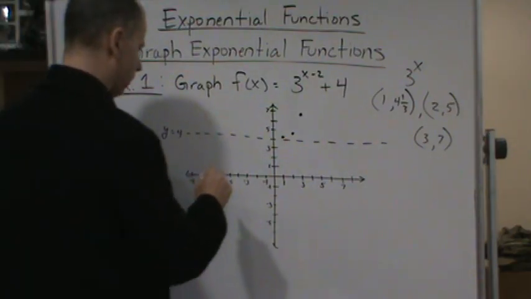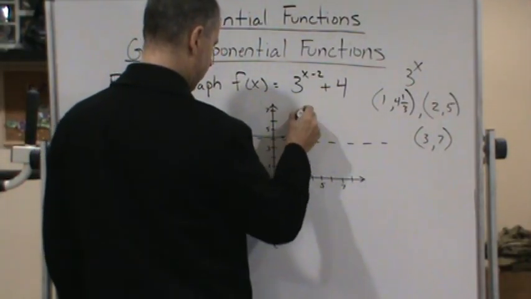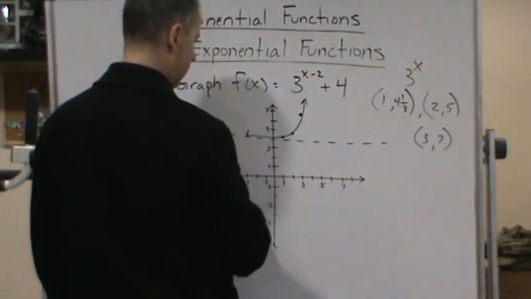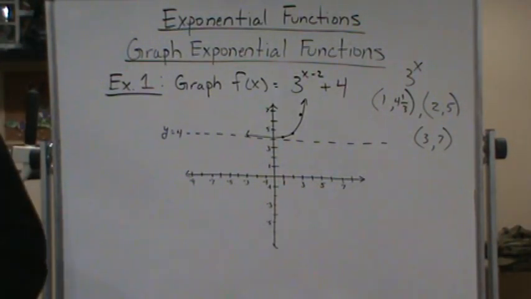And so now, since we have the asymptote here, it's going to look something like that. All right, that's it.